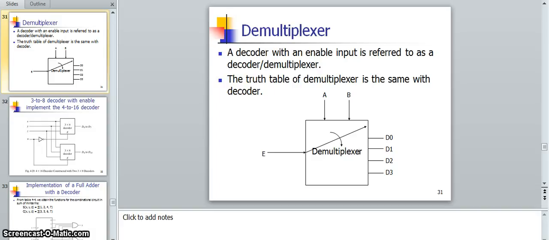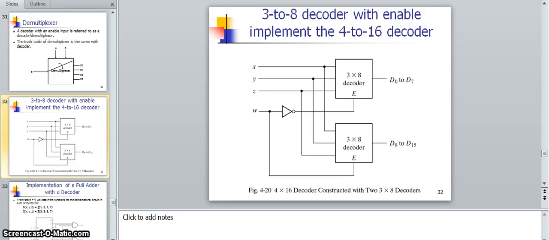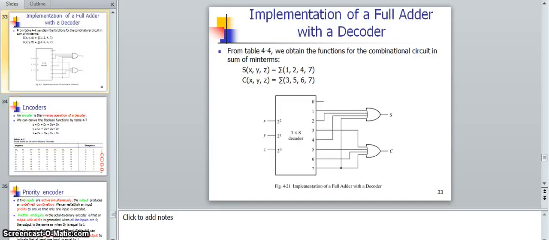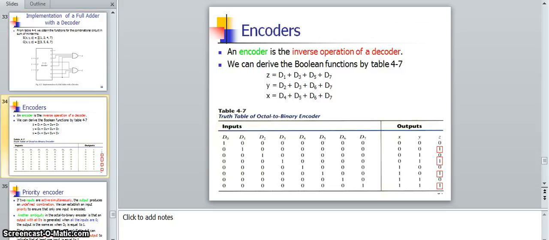That is, one output line is selected by the selection lines. Depending upon the selection lines, one output line is selected. Then we are implementing a 4 to 16 decoder with 3 to 8 decoders. Another example is the implementation of a full adder with a decoder. Here the sum and carry expressions are given. Then for these two expressions, we are implementing them with a decoder.